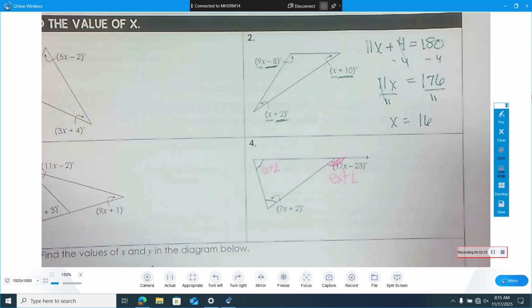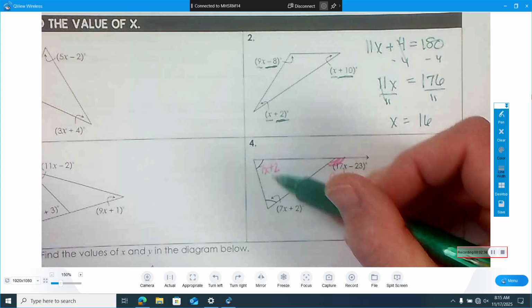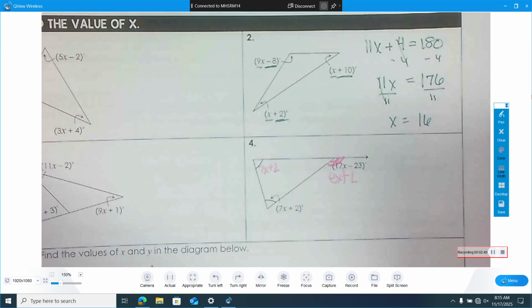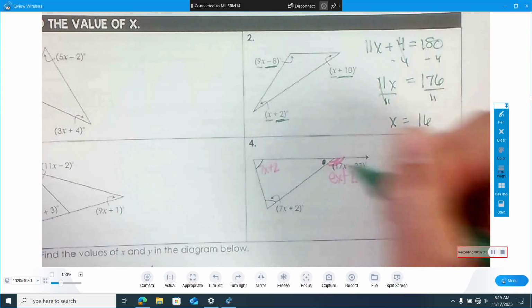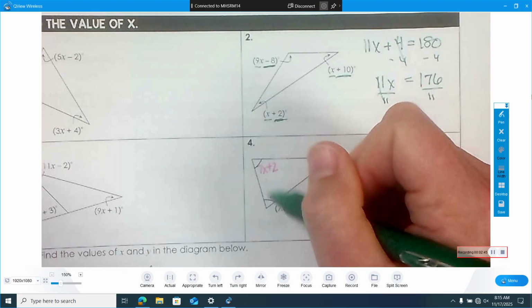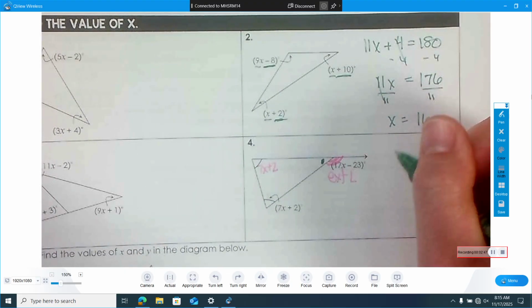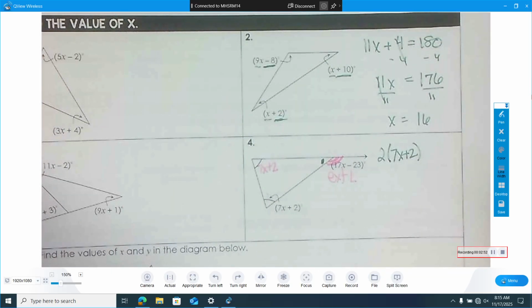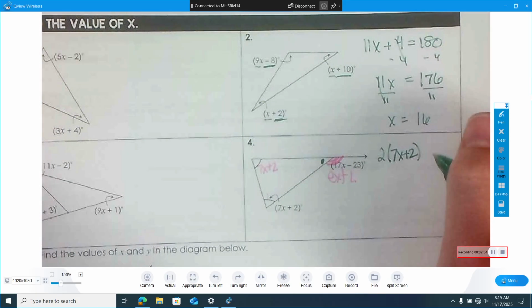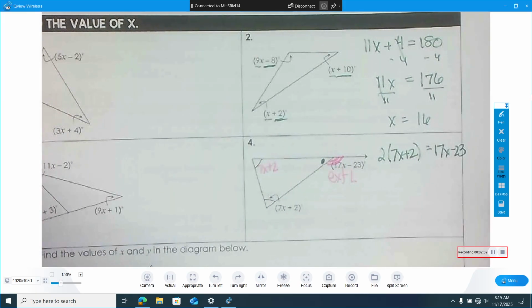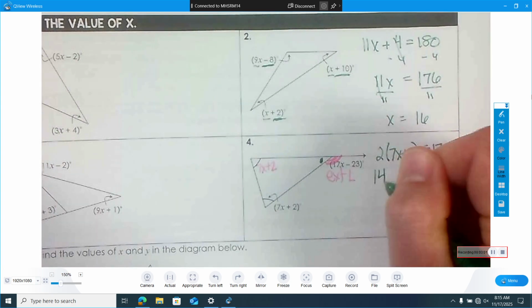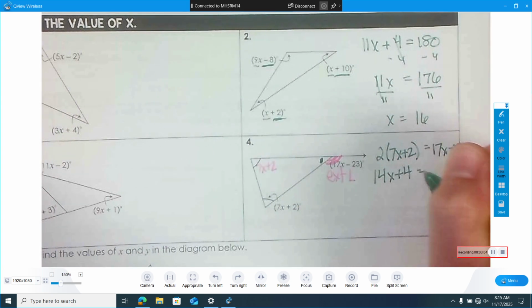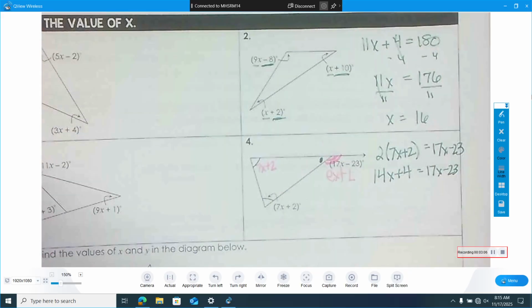Tell me about the exterior angle. Don't the 2 add to equal the exterior angle? Yeah, the 2 non-adjacent interior angles. So not this guy, not the one next door, but the other 2 interior angles. Can I just write 2 times 7x plus 2? Twice the 7x plus 2? Yeah. All right. Equals that 17x minus 23. So 14x plus 4 equals 17x minus 23.